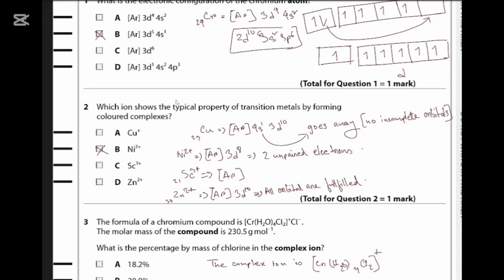Copper plus would have 3d10. The 4s1 will go away, so it has no incomplete orbitals. Nickel 2 plus has 3d8, so there are two unpaired electrons. Scandium 3 plus is basically an argon configuration, and since argon is a noble gas, it has a fulfilled last shell. Zn2 plus also has 3d10, so the 3d subshell is fulfilled and it doesn't have any unpaired electrons. So our answer is nickel.